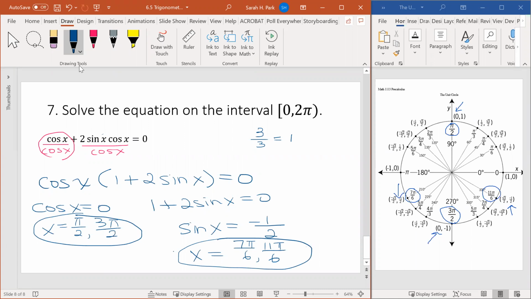Okay, that is an overview of 6.5 trigonometric equations. Again, at any point, if you have any questions, feel free to reach out.